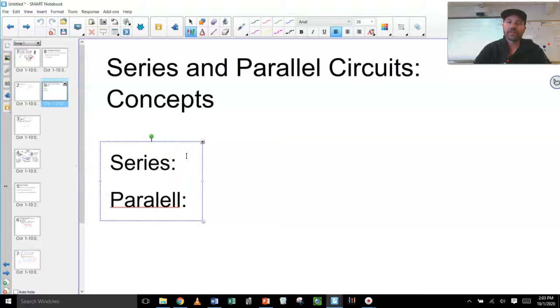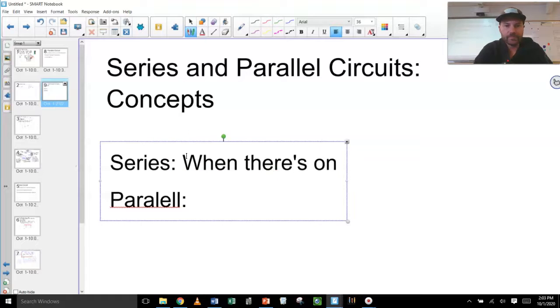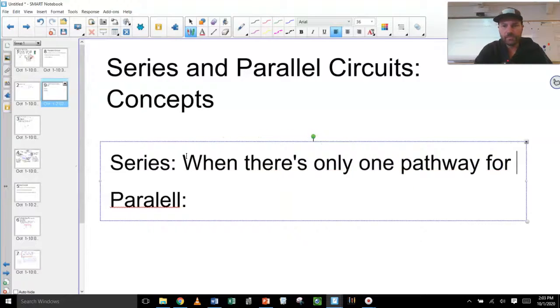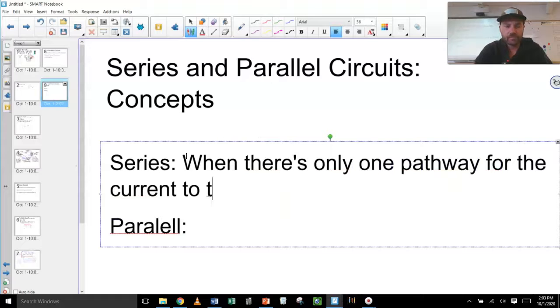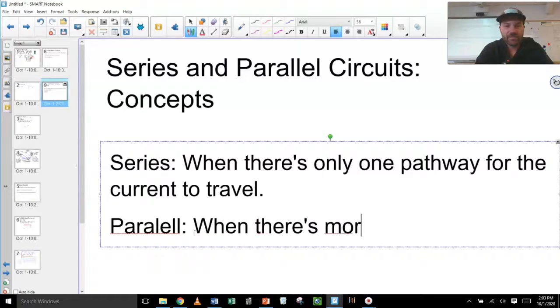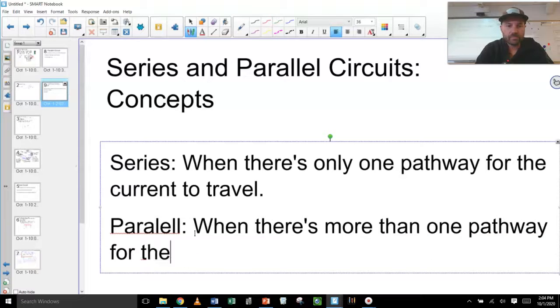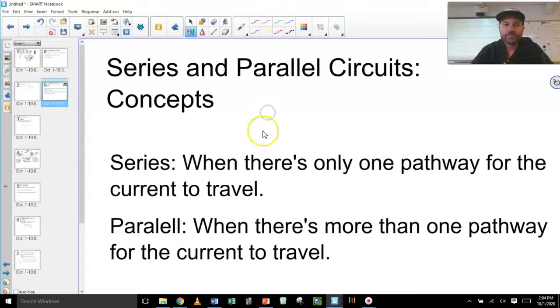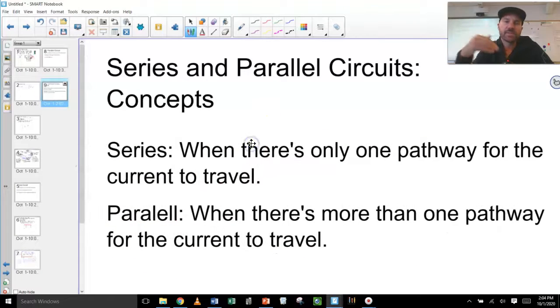First thing, a series. A series circuit is when there's only one pathway. That seems pretty straightforward. Then a parallel, obviously, is when there's more than one pathway for the current to travel. This is the main idea between series and parallel.